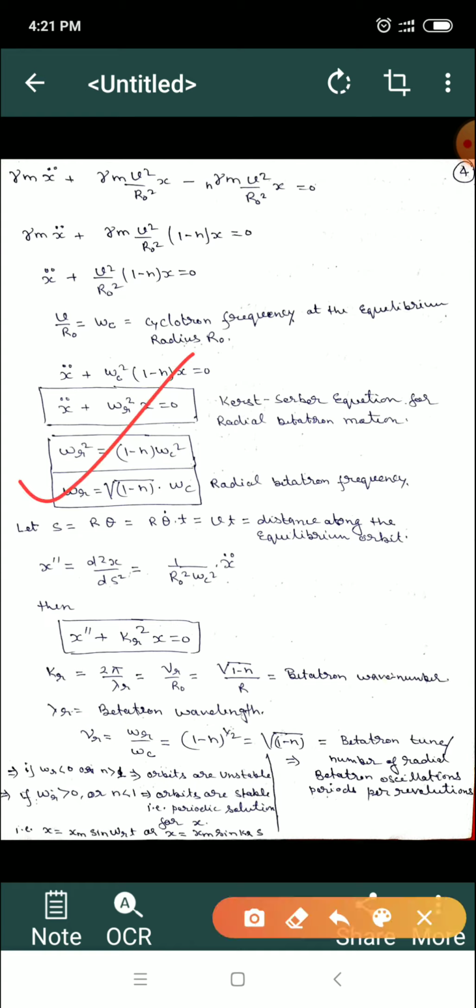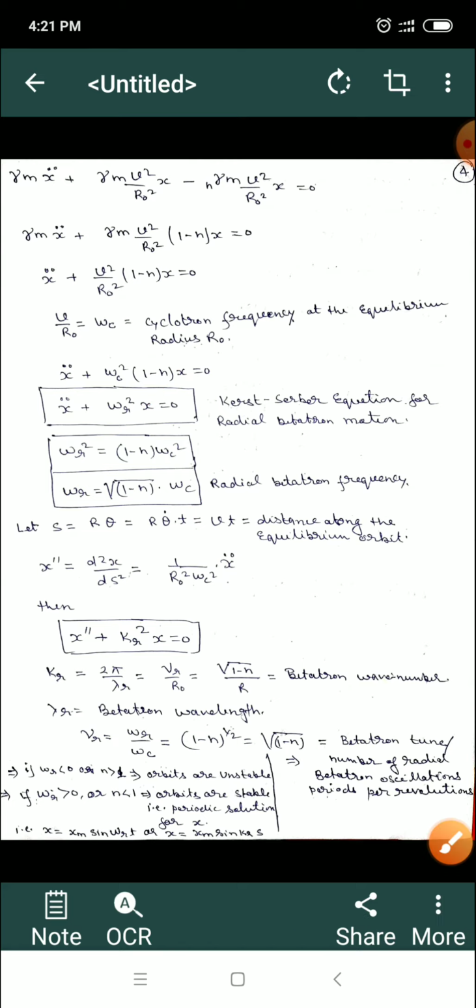Now we'll try to find this equation. Let us define s equal to r into theta. Dividing by t, theta upon t is theta dot, so s equals r theta dot into t, or we can write that as v into t, since r theta dot is equal to v, the angular velocity multiplied by the radius. So v into t is basically known as the distance along the equilibrium orbit.